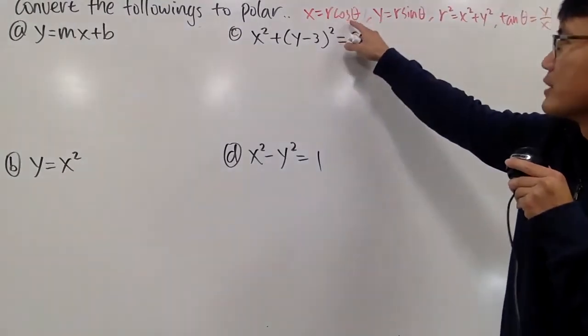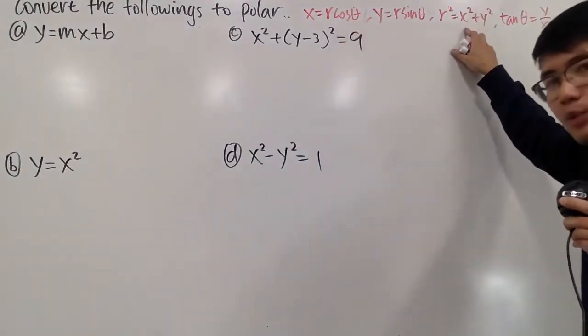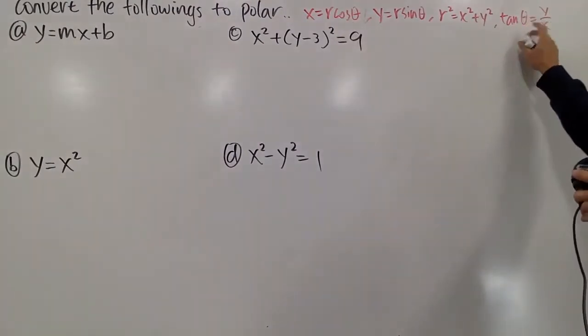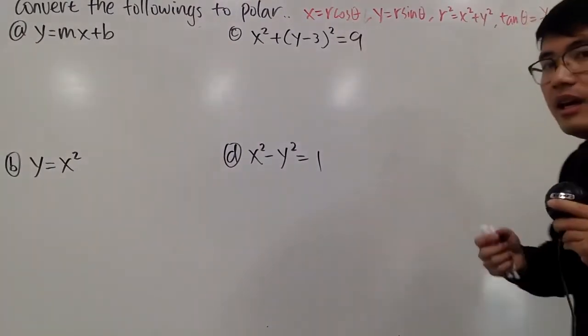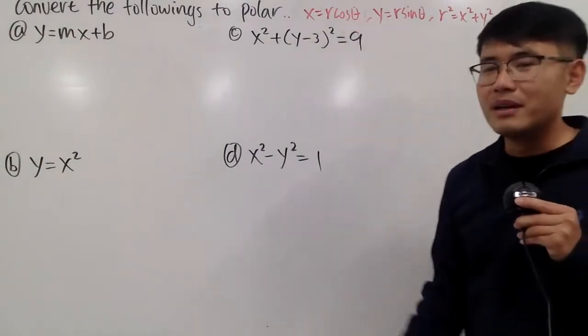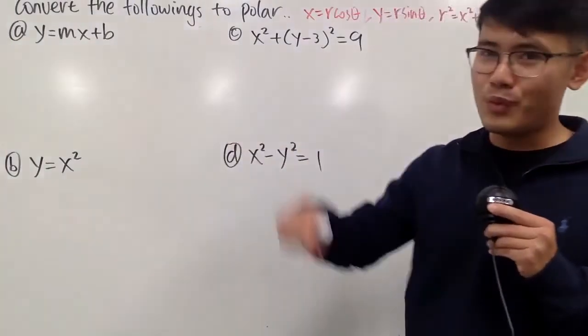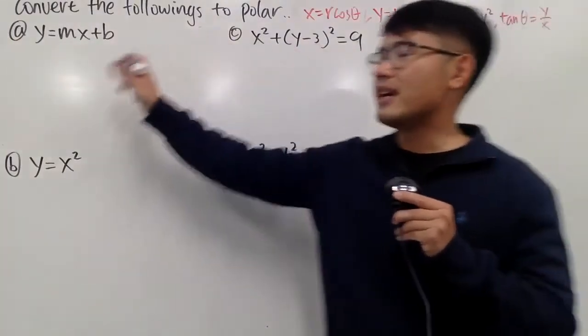x is equal to r times cosine theta, y is equal to r times sine theta, r squared is equal to x squared plus y squared, and lastly, tangent theta is equal to y over x. And let me tell you, we will start with these two most of the time because for all the equations in the Cartesian form, they all have x and y, right? Okay, let's take a look at the first one.